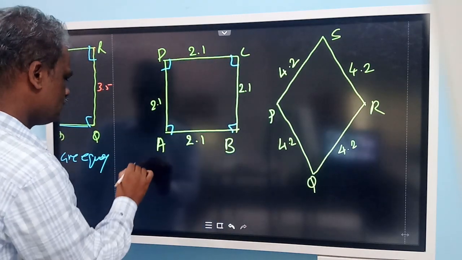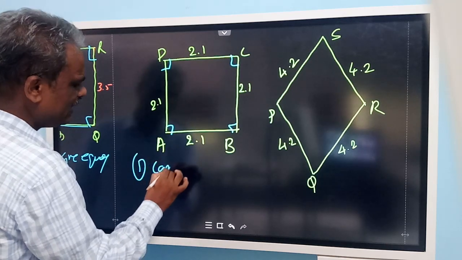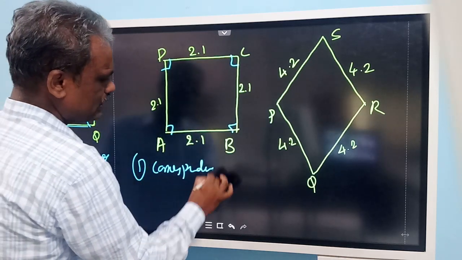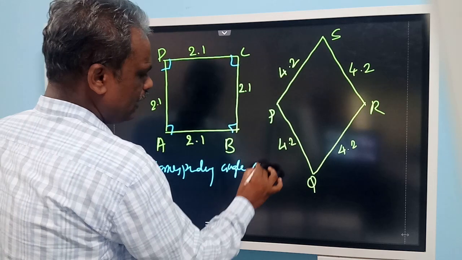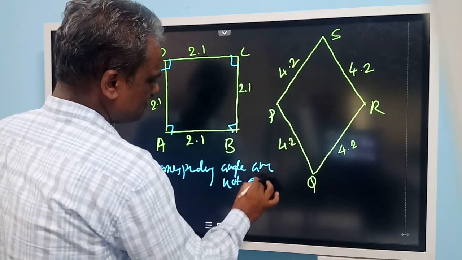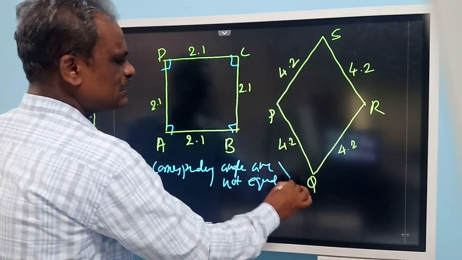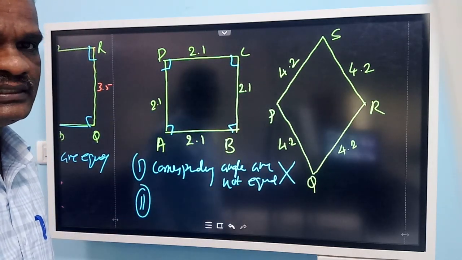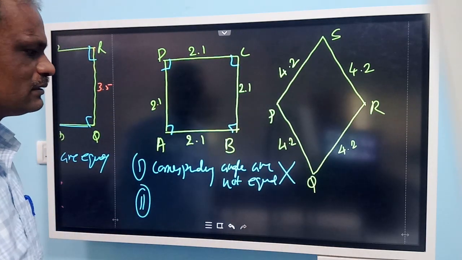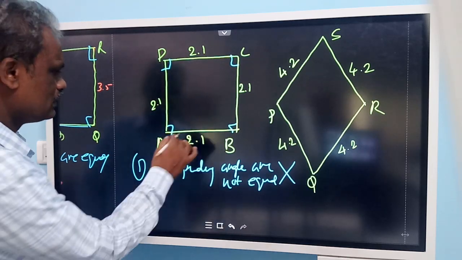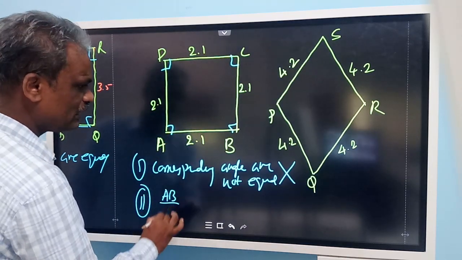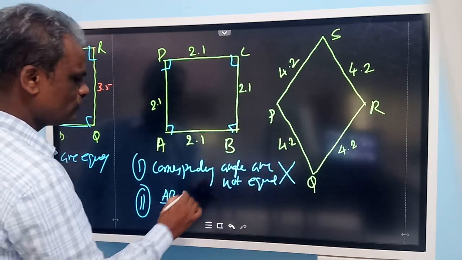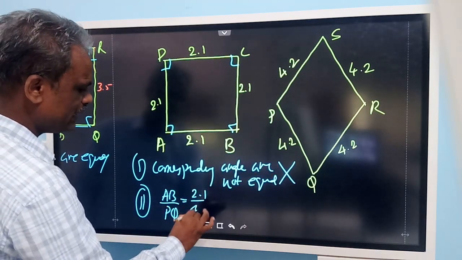No. So first condition, corresponding angles are not equal. This is not satisfied. Second condition satisfied or not? Second condition, corresponding sides. AB by PQ, AB by PQ, 2.1 by 4.2.